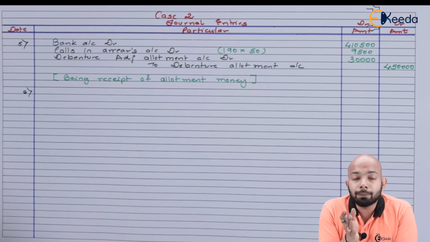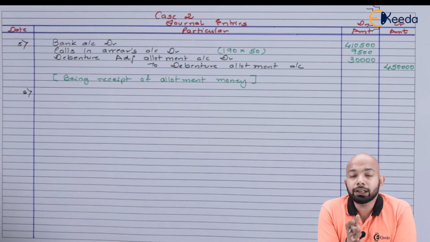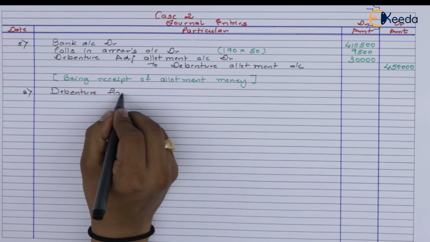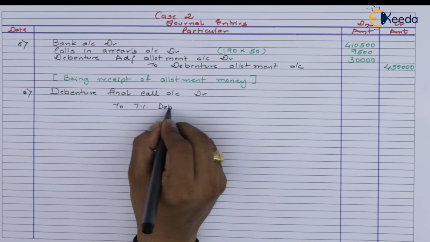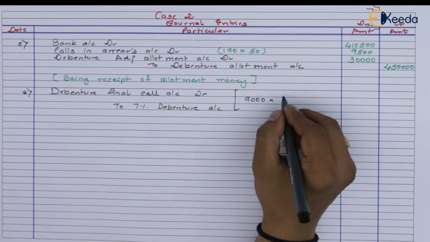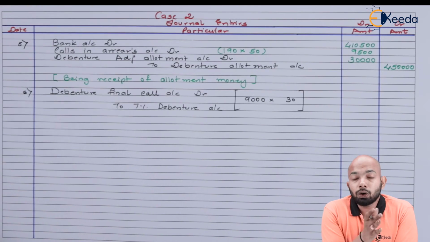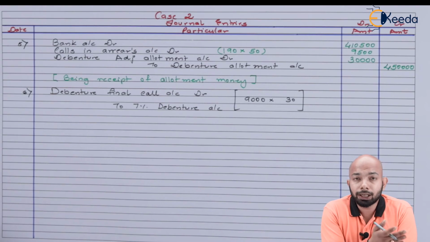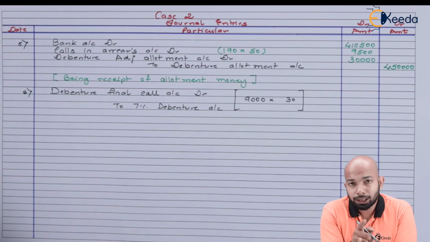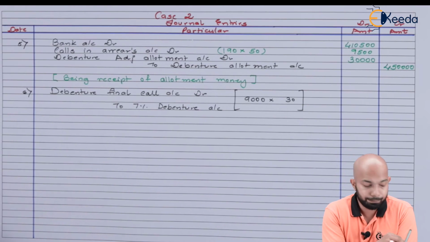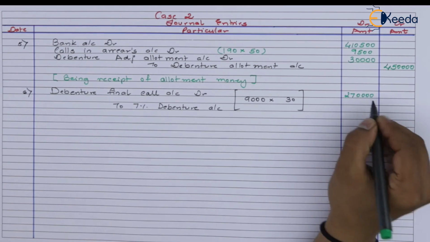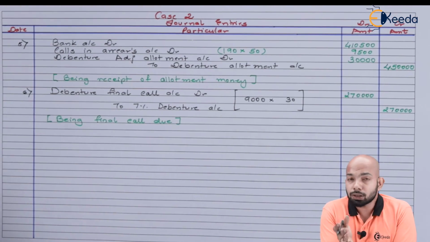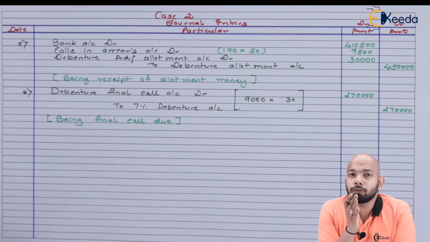Now, after allotment comes the last part, that is final call due and final call received. So we'll pass the final call due entry now. The final call due entry is debenture final call account debit to 7% debenture. That will be 9,000 multiplied by the total of 30 rupees. Let's mention the final amount in the column there. So, being final call due, we're supposed to expect an amount of 2,70,000 from final call.